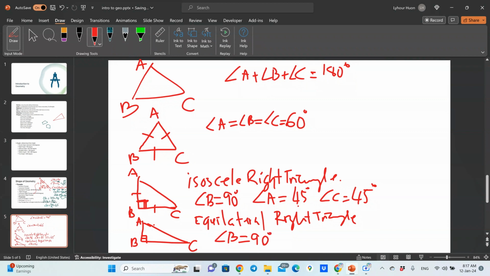And is B 60? B is already 90. Is A 90? Wait, from this figure, B is a right angle, it's 90 degrees. How about A? Is it 60? 60 degrees. The last one, angle C, is it 30? 30 degrees, yes.